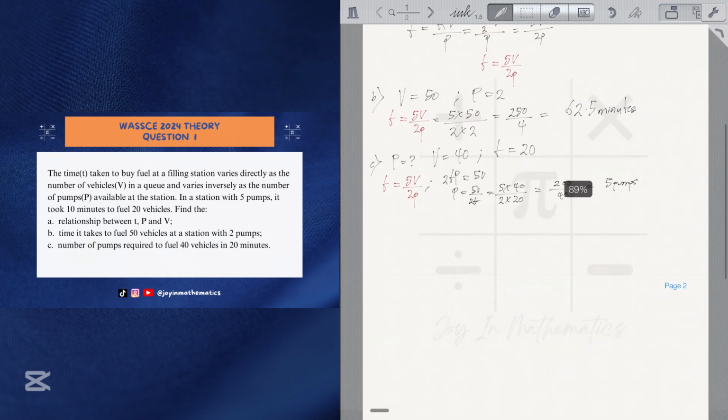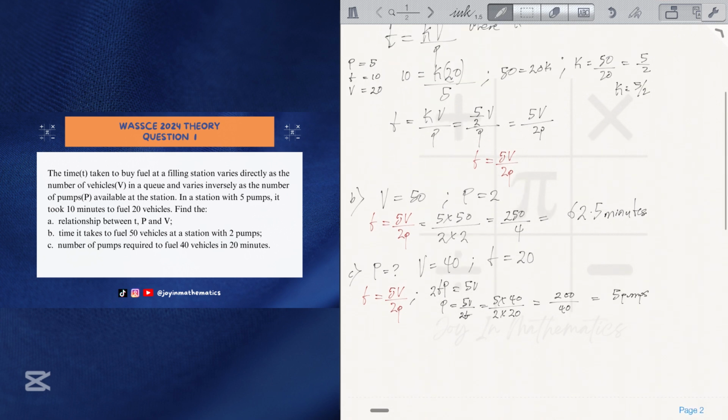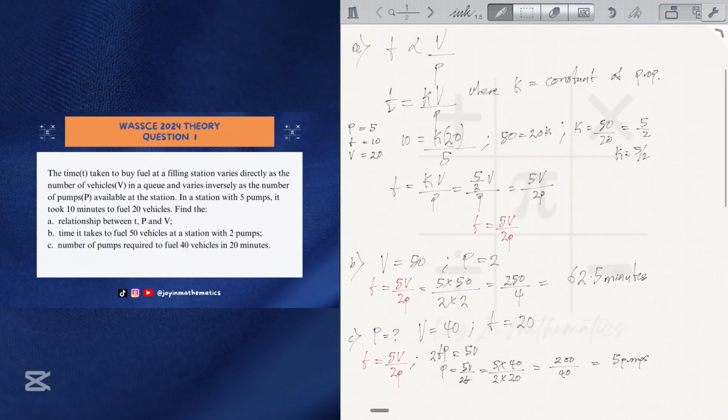So we can see the number of pumps required to fuel 40 vehicles in 20 minutes is 5. And from the B part, the time taken to fuel 50 vehicles given 2 pumps is 62.5 minutes. And the expression between T, P, and V is T is equal to 5V divided by 2P.